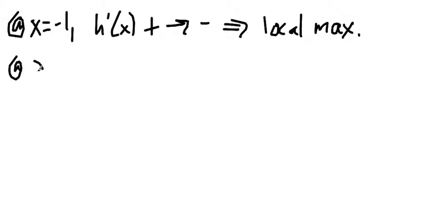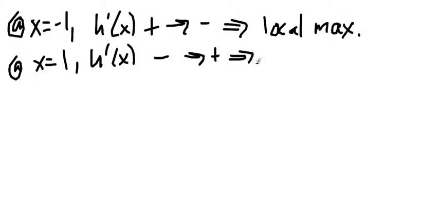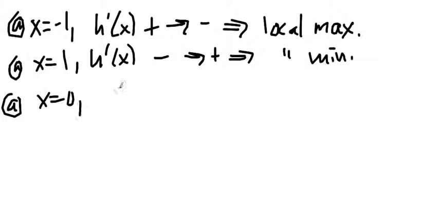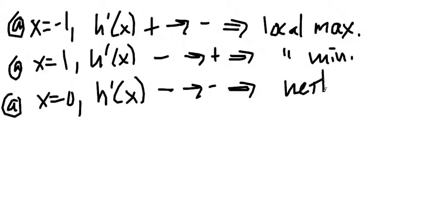At x equal to 1, the derivative changes from negative to positive. That means that we have a local minimum. And just to be thorough, at x equal to 0, h prime of x doesn't change, it's negative, and it stays negative. So this actually means neither.